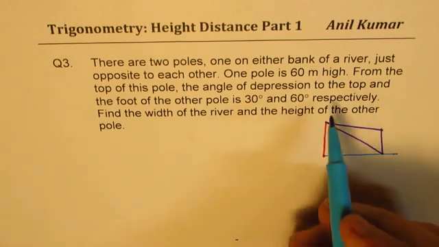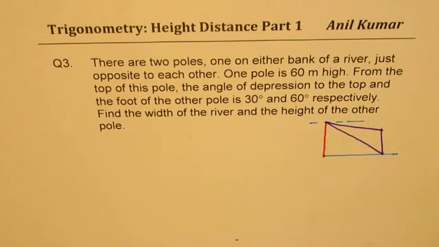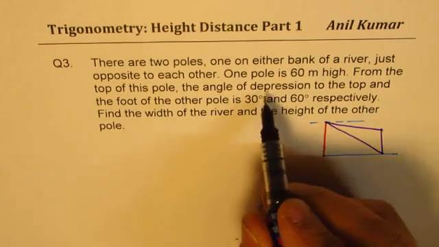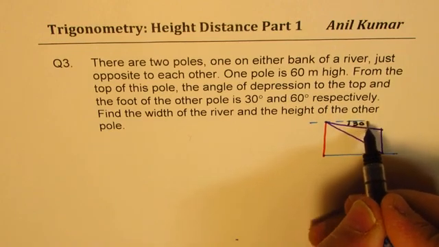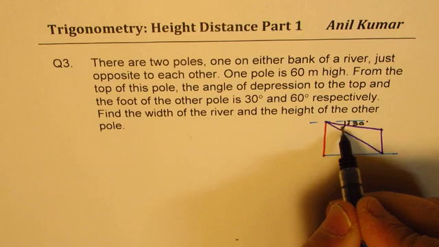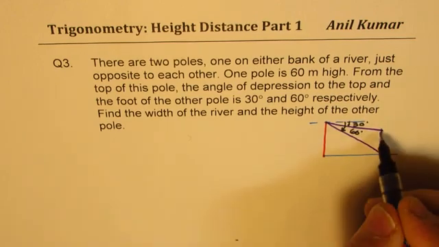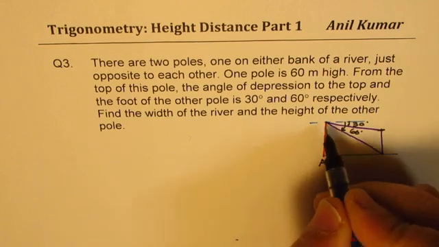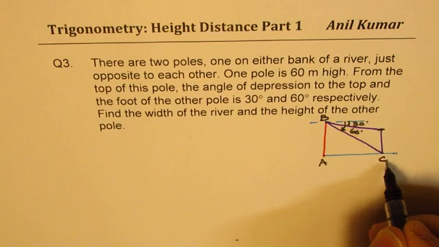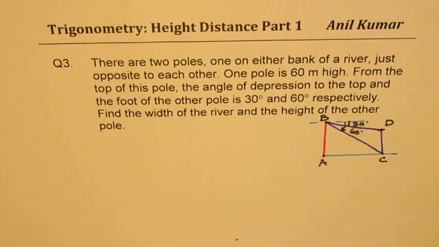Now what are we given? We are given that the angle of depression is 30 and 60 degrees. So as we discussed, that angle is always from the horizontal. So this is 30 degrees for the top, and this angle here is 60 degrees. Correct? Now we need to find the height of the pole. So let me just name the first pole as AB and the other one as CD. We also need to find the width of this river, right?